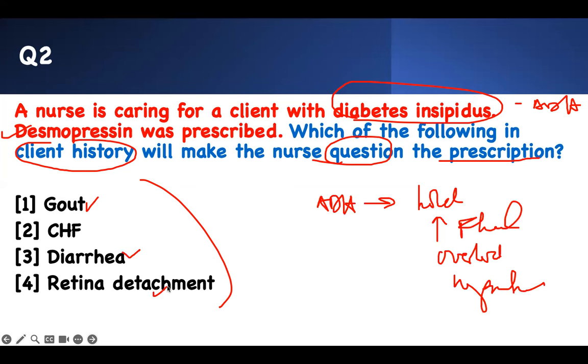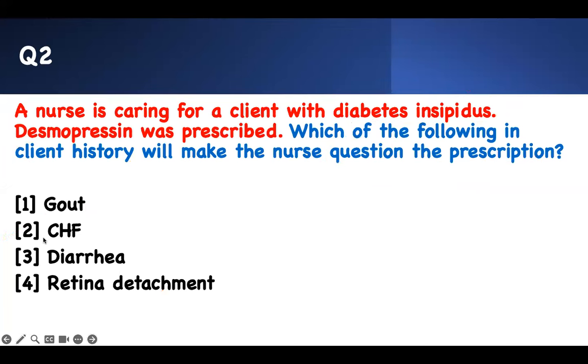CHF, if you have a heart problem, anybody with a cardiovascular problem, you should worry when you give them desmopressin because they're going to have fluid overload. We push them to the edge. Therefore, CHF is bad. You see, I did not use anything. I used whatever words they've given me. I used the contents I needed, and I broke down the question, and it pops up like a candy.